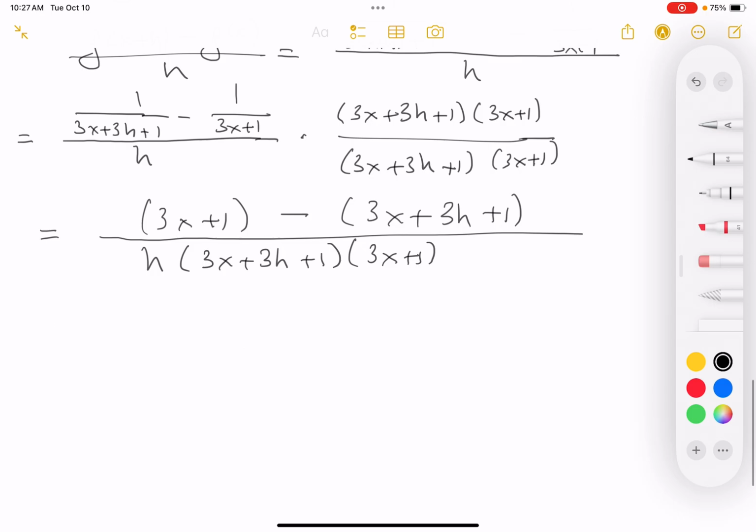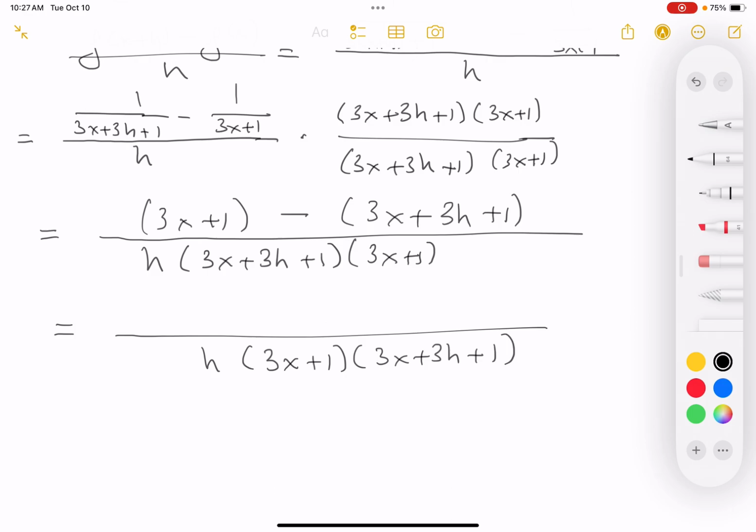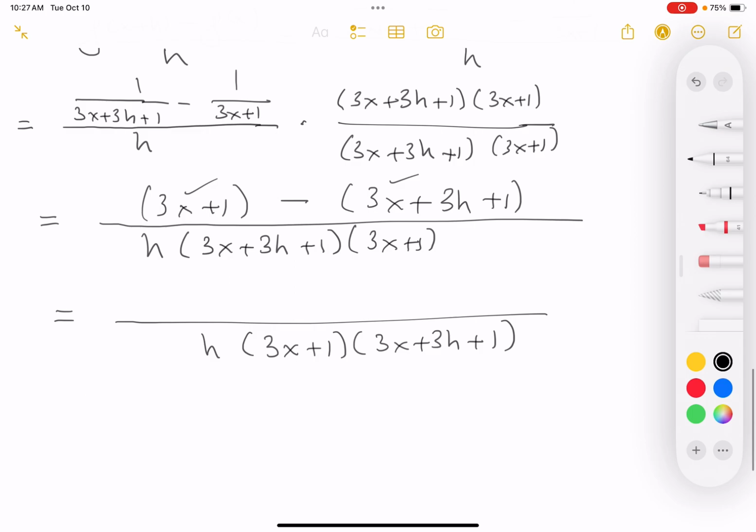Well, is it ever going to end? It's going to end soon. What do you get over here? h, 3x plus 1. I'm commuting those factors around, by the way. And what do you get on top? Well, the 3x's disappear. That's good news. And the 1's disappear. And we're left off with minus 3h. So let's write this down.